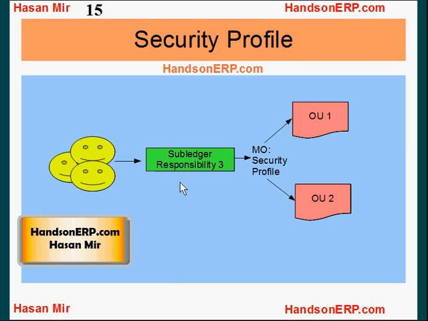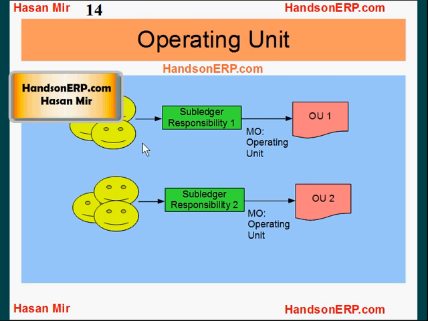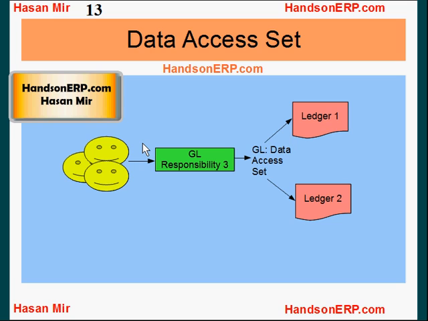So we could create a special responsibility and we can group all these operating units together in a container, and this container is called a security profile. Similar to a data access set that holds multiple ledgers, a security profile holds multiple operating units. So you can see one difference between how we handle the same scenario in the general ledger module and how we handle that in subledger modules like payables, receivables, and so on.